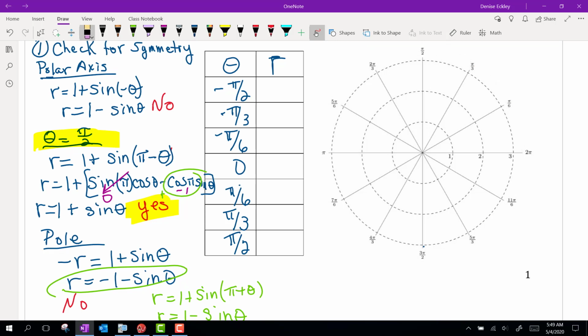All right, so substituting, we get a negative pi over 2. Let me just write our equation under the grid again so we have it to refer to. So r equals 1 plus 1 sine theta, or just sine theta. So we have negative pi over 2, that's negative 1, so we have 1 minus 1, which is 0. And then negative pi over 3, so we're going to have 1 minus the square root of 3 over 2, which is about 0.13. Forgot the negative.